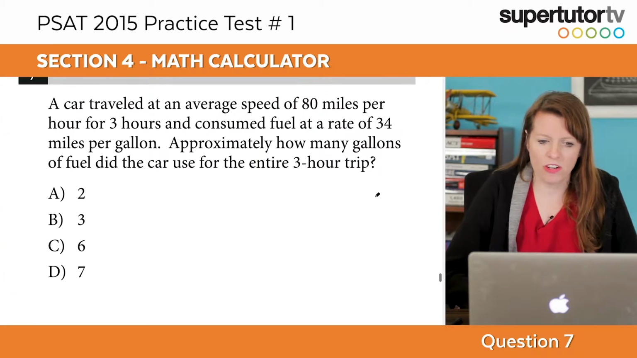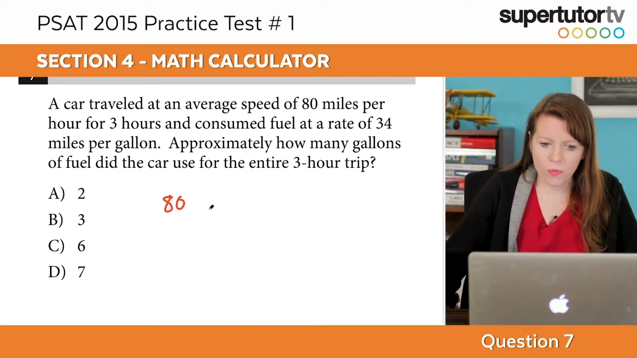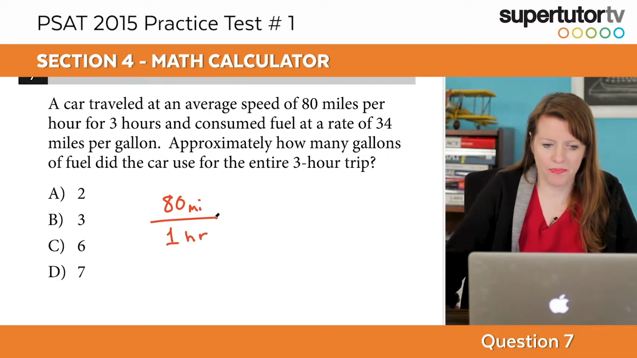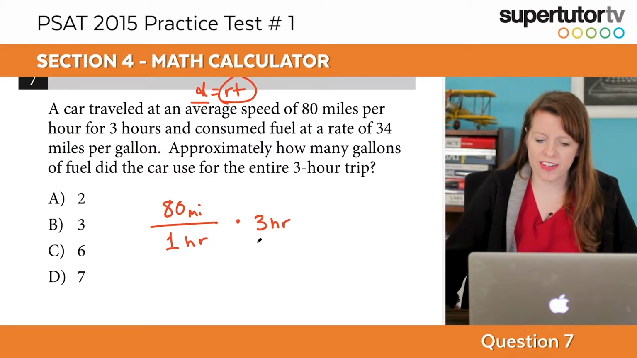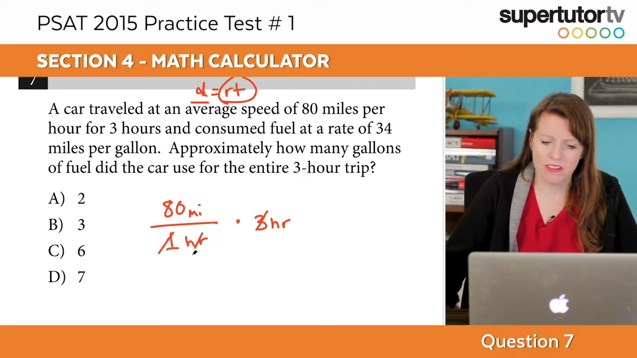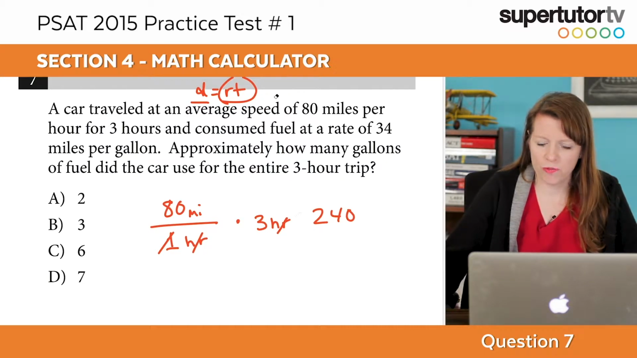Number 7. A car traveled at an average speed of 80 miles per hour. Whenever I have a rate, I like to write it like this: 80 miles over 1 hour for 3 hours. So instantly when I see that, remember, a rate is a ratio in disguise, and remember, distance equals rate times time. Whenever I see a rate and a time paired together, I'm going to go ahead and solve for that distance because I probably can use it. My hours cancel, and I get basically 80 times 3, which is 240, right? Oops, I guess this doesn't cancel. It really just multiplies out, which is 240 miles. Okay, so a car traveled 240 miles.